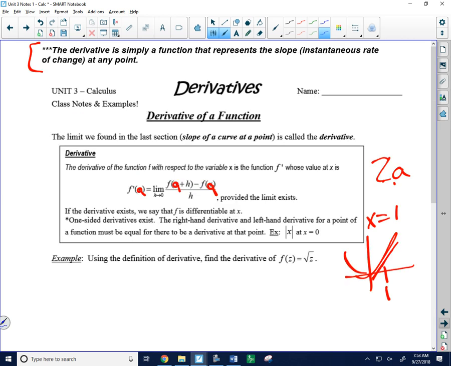Okay. I don't think it's saying, oh, that was my example. Okay, good. So not a whole lot new right there. I'm just calling it a derivative, not that much.